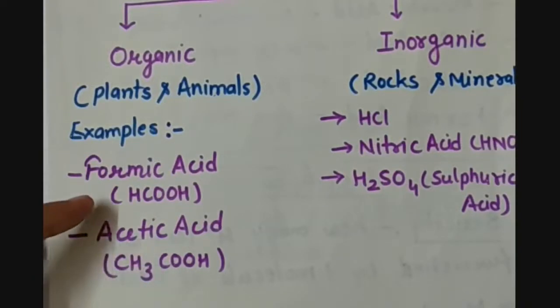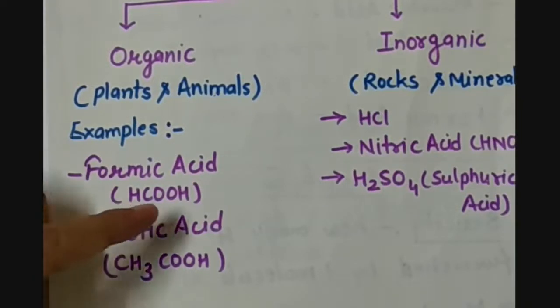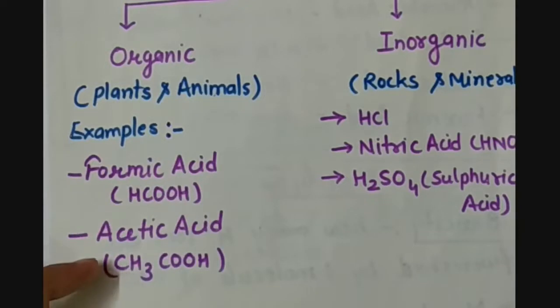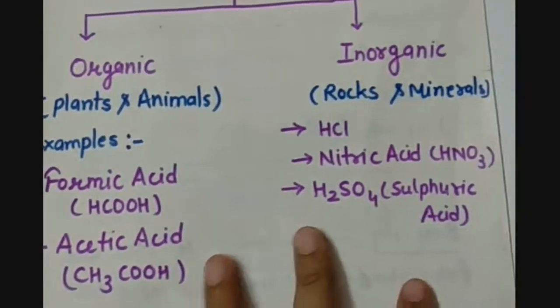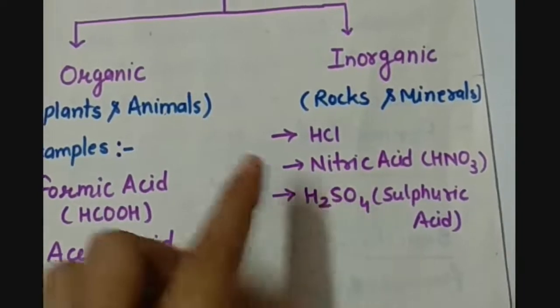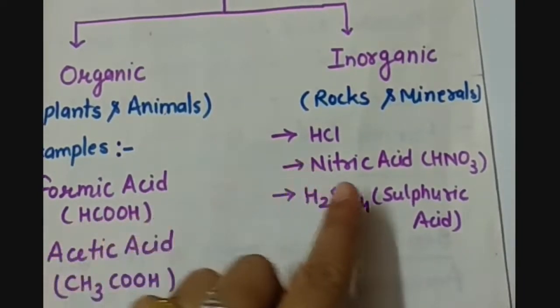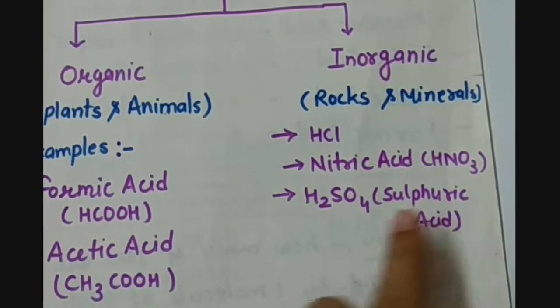Formic acid, HCOOH. Acetic acid, CH3COOH. Then we have mineral acids like hydrochloric acid, HCl, nitric acid, HNO3, sulfuric acid, H2SO4, and many more. We'll study it in further classes.